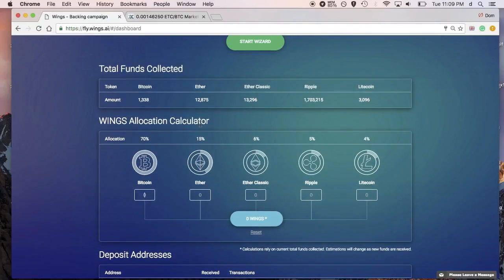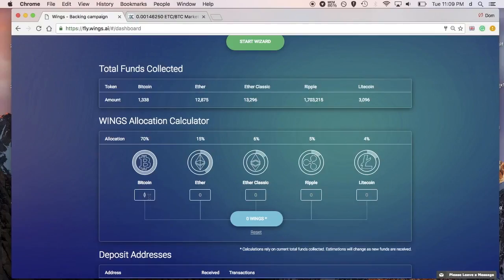And so the estimated Wings are the number of Wings that someone would get that includes their bonus, the time-based bonus, and how much they put in versus how much already has been donated for that particular coin. So what we did to make this easier was to create this estimation allocation calculator.